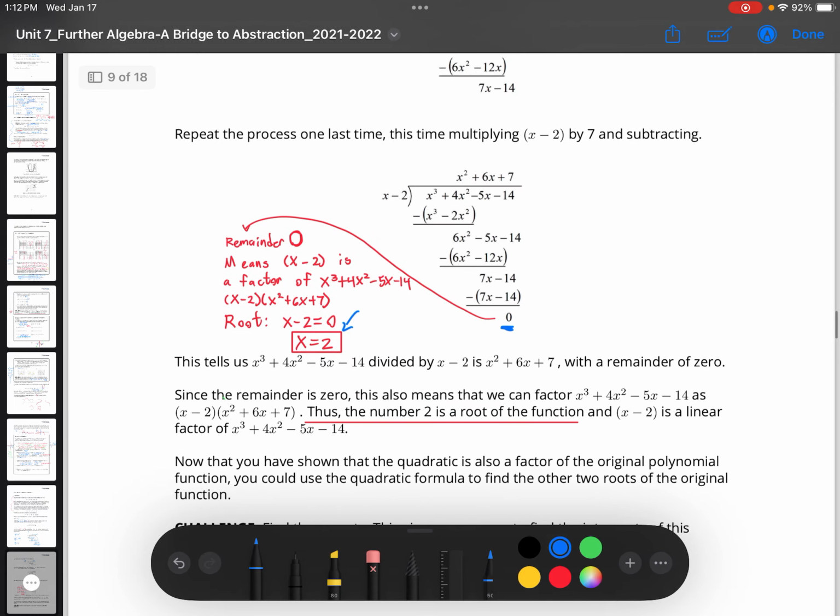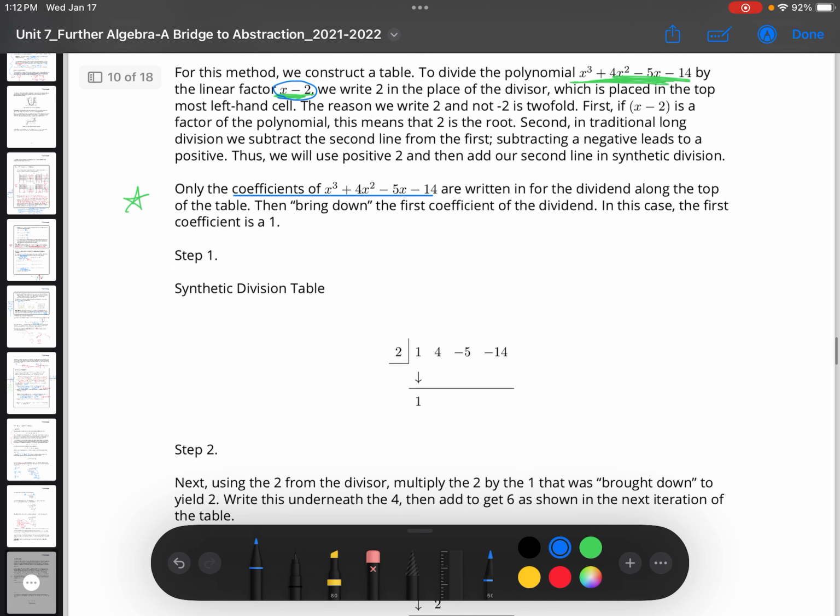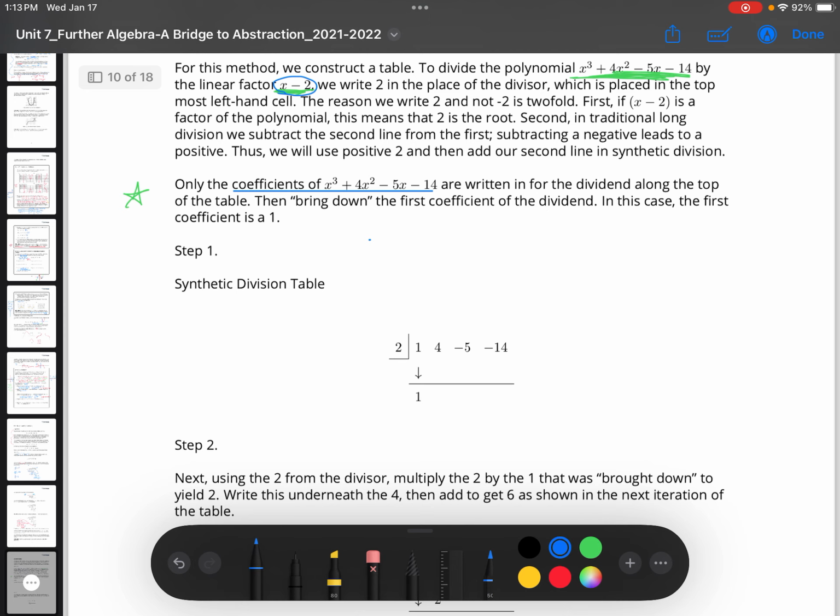Now, as we go on, we're also going to do something called synthetic division. So notice that we have the exact same problem where we're basically dividing this function like this again.